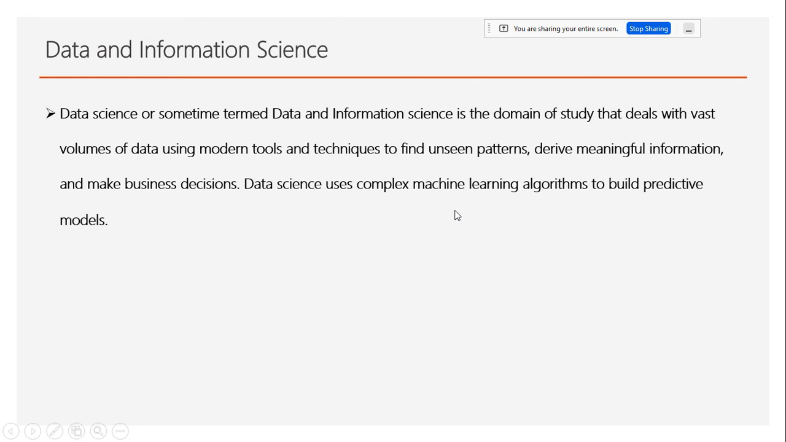Okay, so then the next thing is data science, another field that is very popular these days. When we talk about data science, sometimes the term is data and information science. It is the domain that studies a vast volume of data using modern tools and techniques to find unseen patterns, then derive meaningful information and make business decisions.